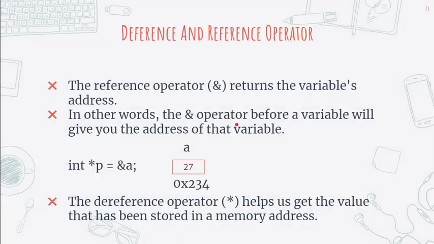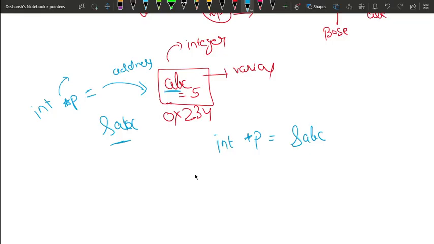So why do we need to dereference a variable? Suppose P is pointing to this memory location, but we want to get the value which it is pointing to. It is currently pointing to ABC. So what is the value stored in ABC? It is the value 5.